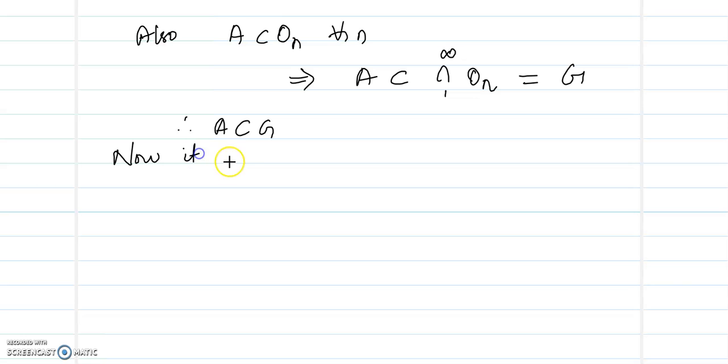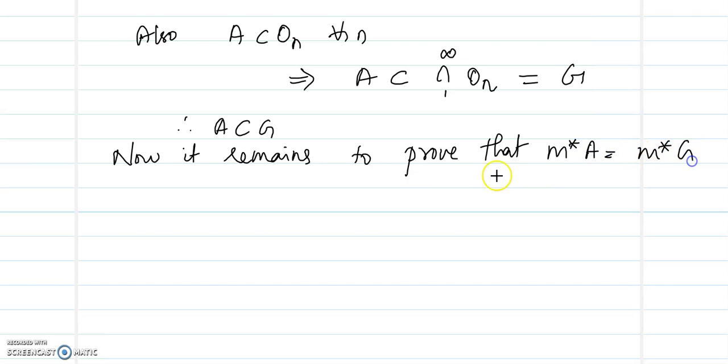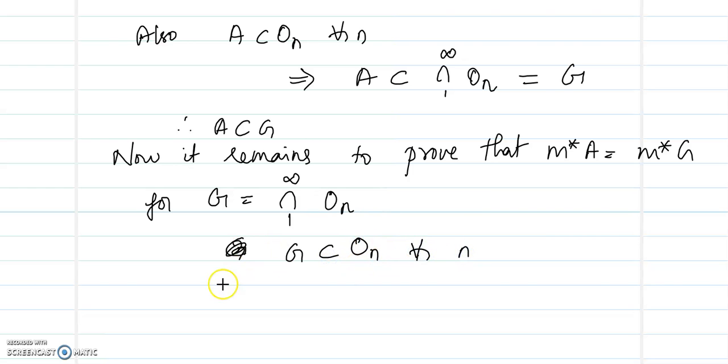Now it remains to prove that. So we need to show that if this is the case, then m star of A is equal to m star of G. So it remains to prove that m star of A is equal to m star G. Now for G equal to intersection 1 to infinity O n, G is contained in each O n for all n. So therefore, by the property of outer measure, m star of G will be less than or equal to m star of O n.